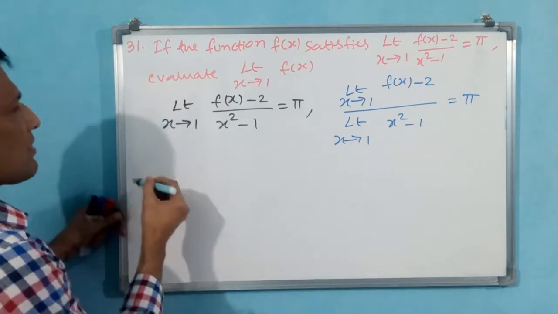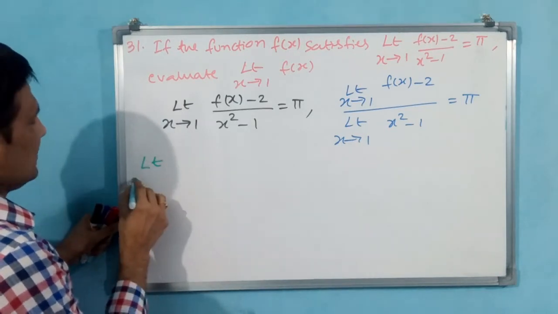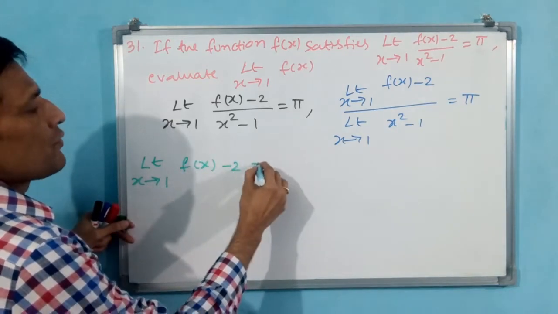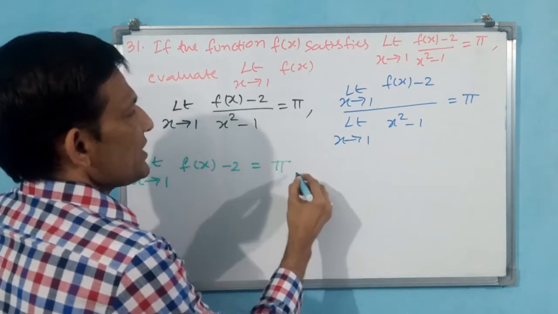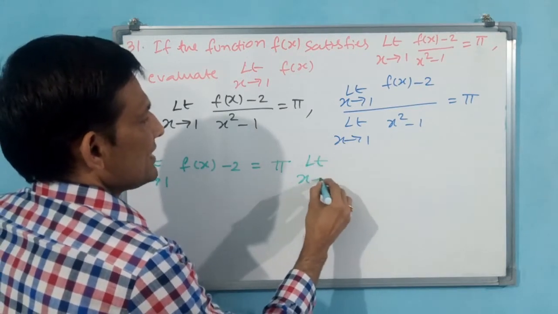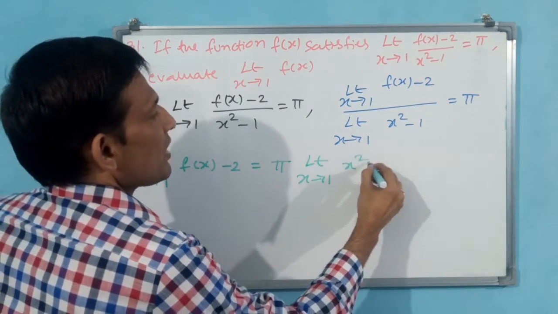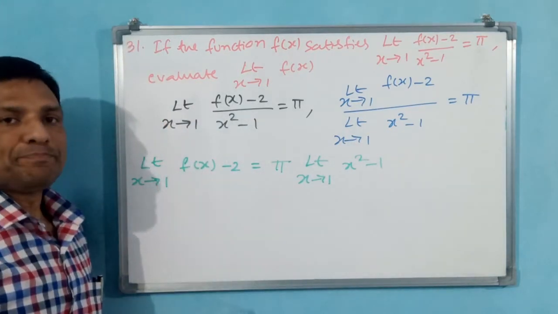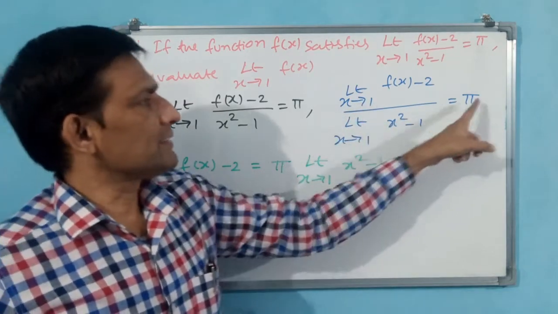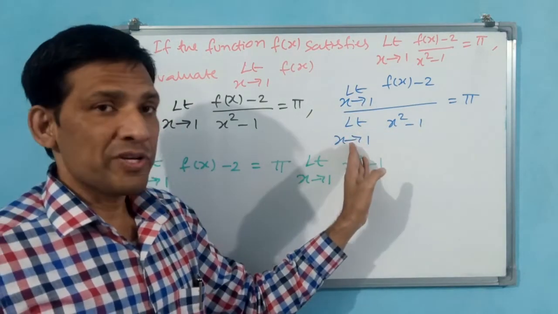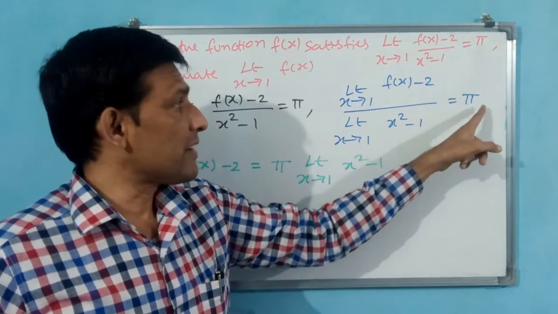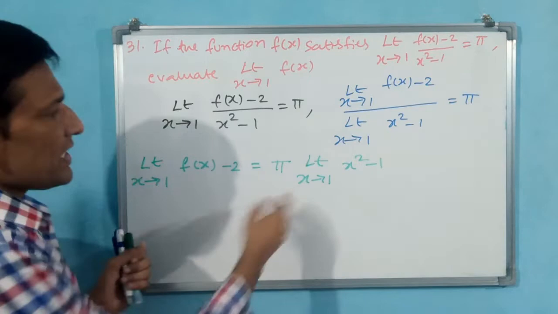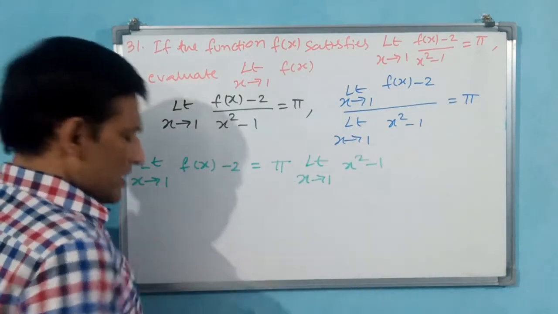Okay. Now you see what I am writing. Limit x tends to 1 of f of x minus 2 is equal to pi into limit x tends to 1 of x square minus 1. First of all, you tell me whether this is correct or not. I have sent this to that side. That means division is going to become multiplication. But while multiplying, this is a scalar. This is not a function. Scalar I have taken out.